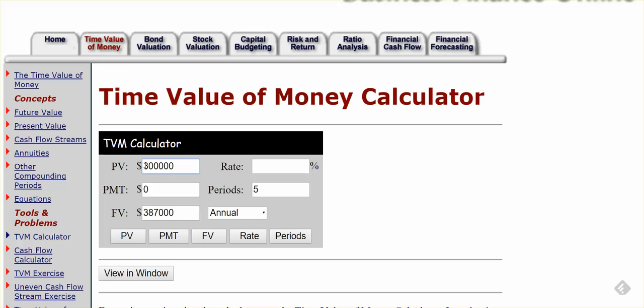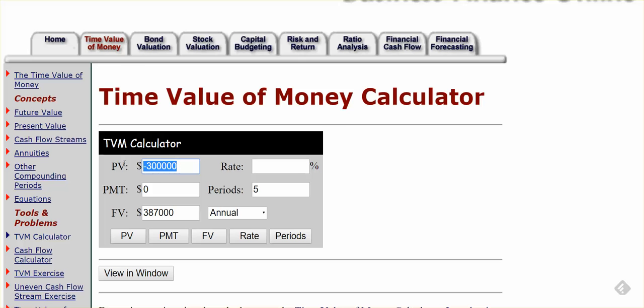Actually, let me backtrack a little bit. The reason it needs an inflow and an outflow is we were asking it to calculate the rate of return on an investment. We need to tell the calculator how much we spent on the investment and then how much we got back on that investment. Only then can it calculate the rate of return. Well, we spent the 300,000 on the investment. So I'm going to make that 300,000 negative. We received 387,000 on the investment once we sold the house, so I'm going to leave that positive.